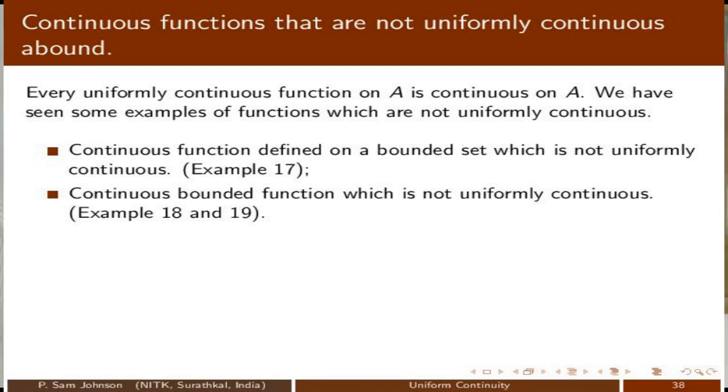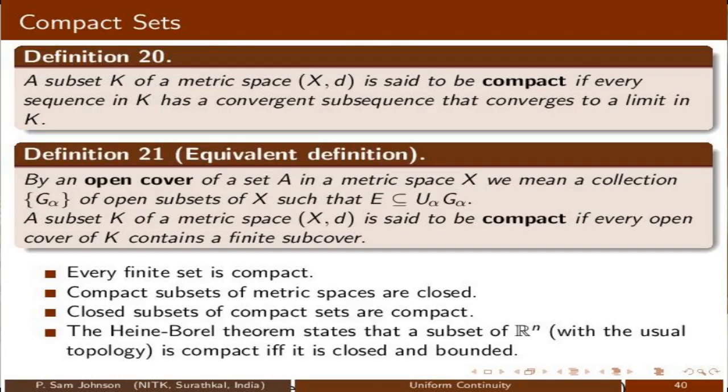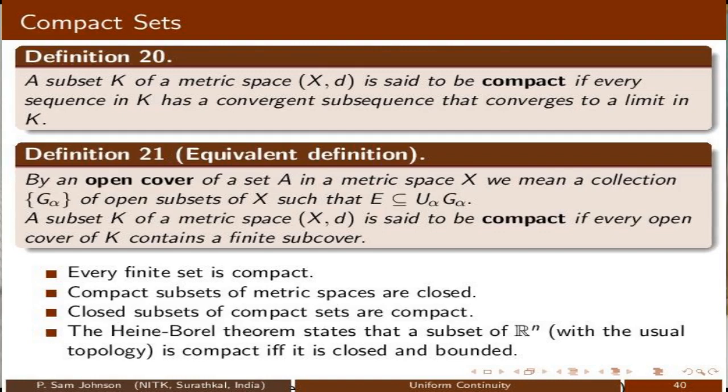Here we are just recalling the definition of a compact set. A subset K of a metric space is said to be compact if every sequence in K has a convergent subsequence that converges to a limit in K. There is an equivalent characterization in some of the textbooks. So this definition is taken as the definition of a compact set, but one can easily prove these two definitions are equivalent by using open covers.